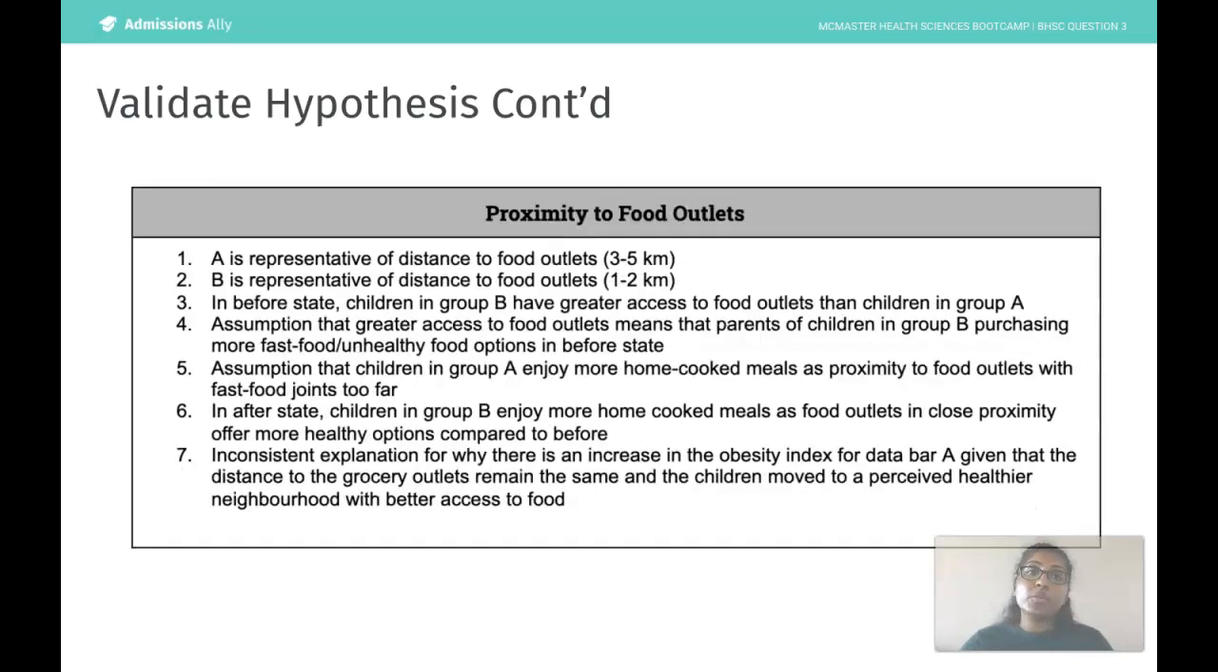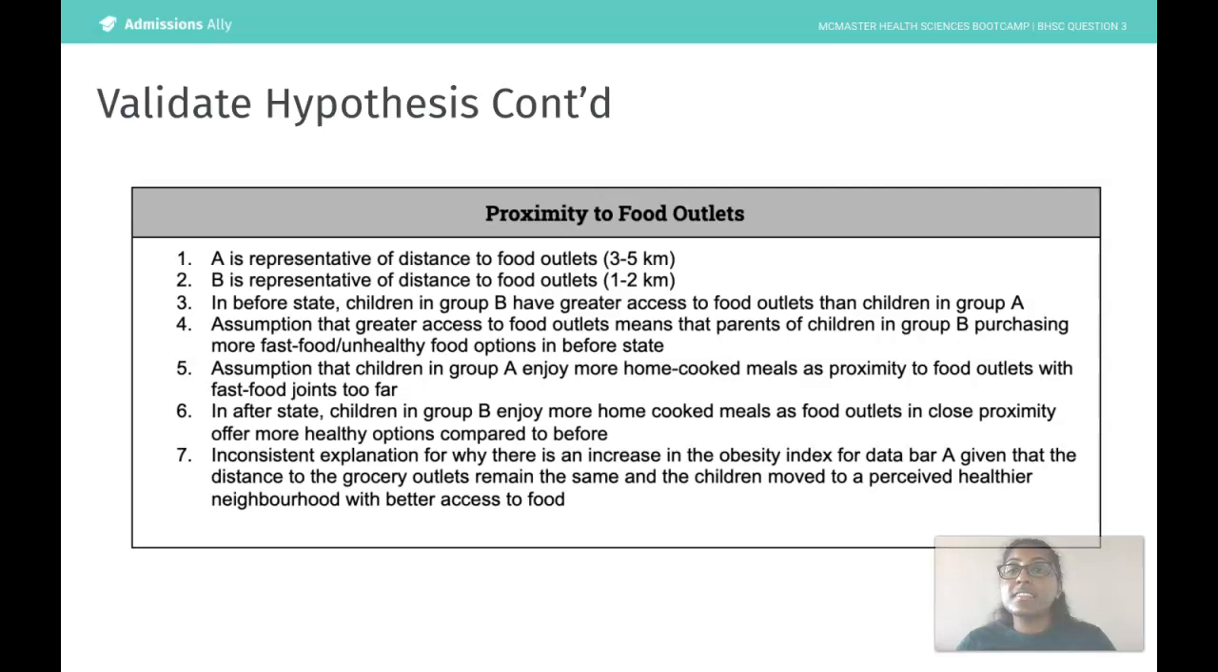But if we go to the third one that we've built out, which is the proximity to food outlets, you can see that in my last point, I say that there's an inconsistent explanation for why there's an increase in obesity index for data bar A, given that the distance to the grocery store is the same between the before and the after state. And the children have now moved to, you would think, a perceived healthier neighborhood with healthier access to food.